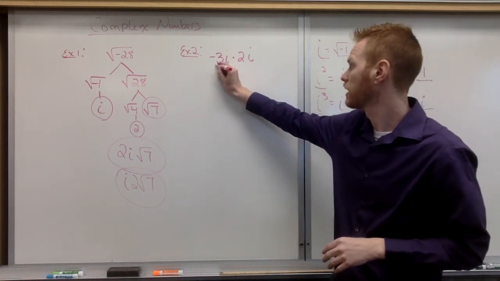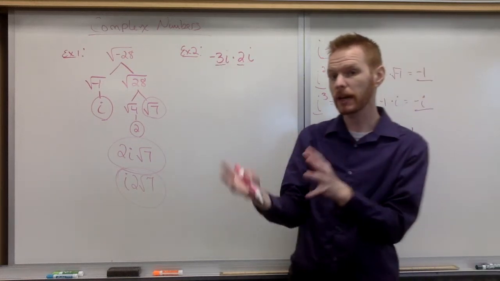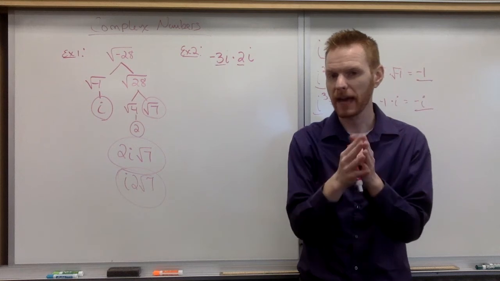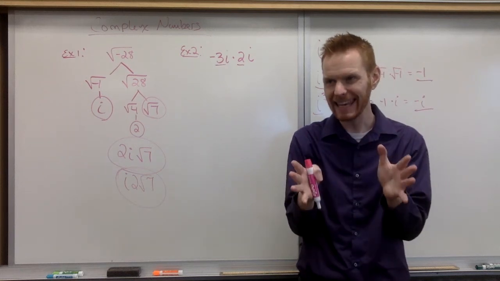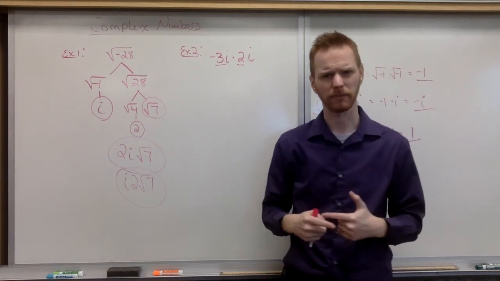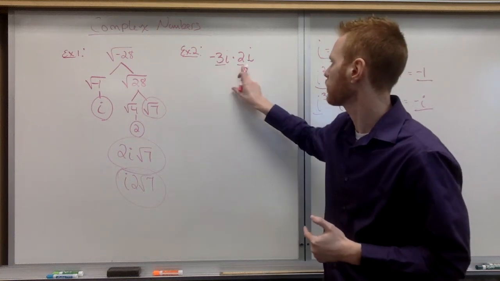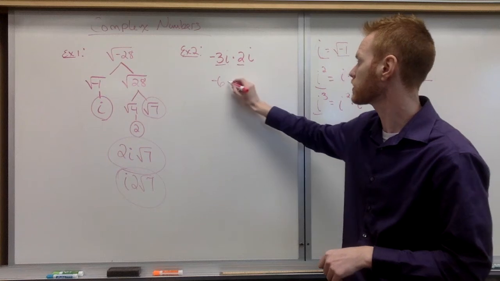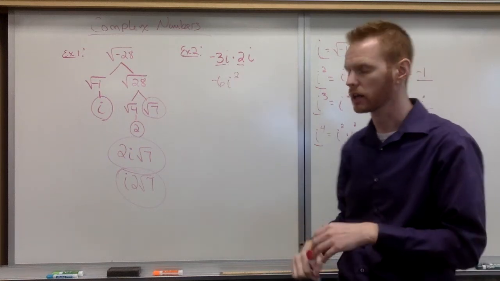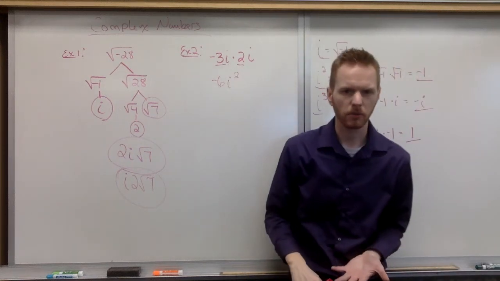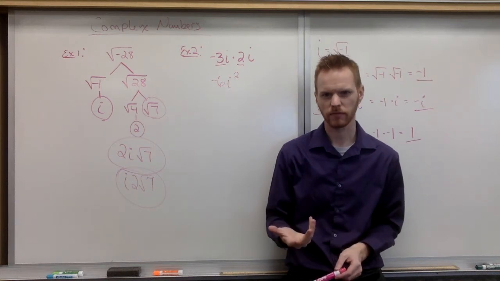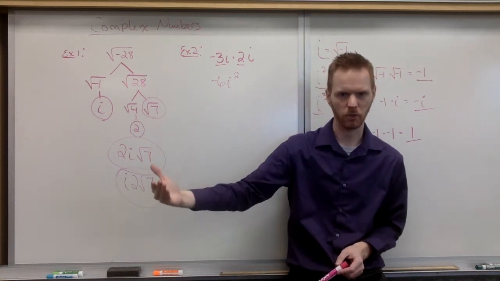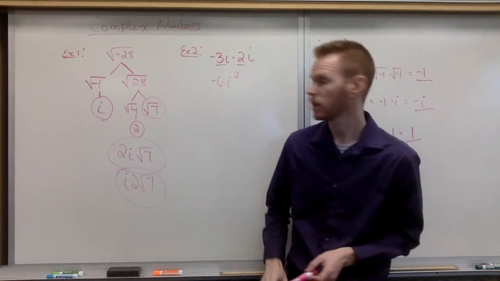Now, for this one, what I would do first, multiply the real components together, then the imaginaries, okay? And then see if there's anything left to simplify. So for the first one, negative 3 times 2 is negative 6. i times i becomes i squared. i is like another variable to you. I want you to treat it as such, okay? x times x is x squared. i times i is i squared.